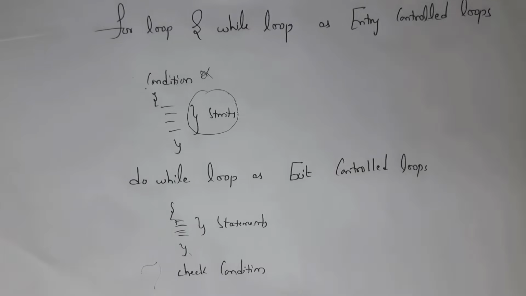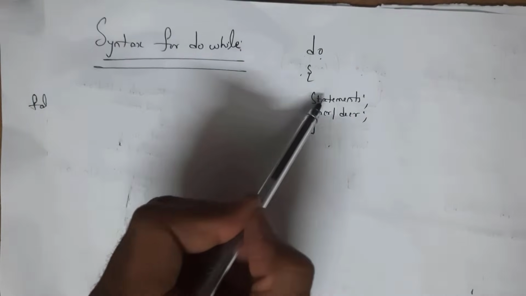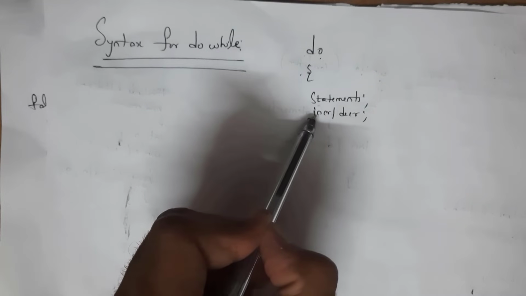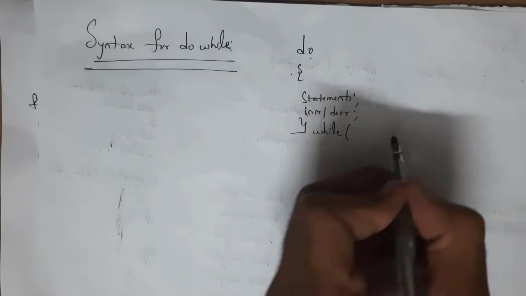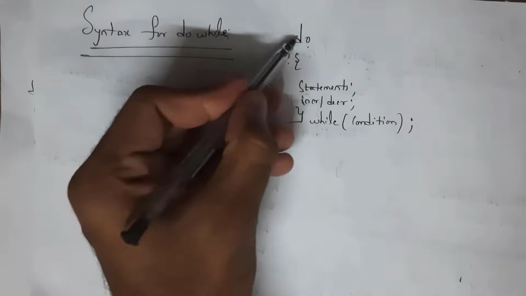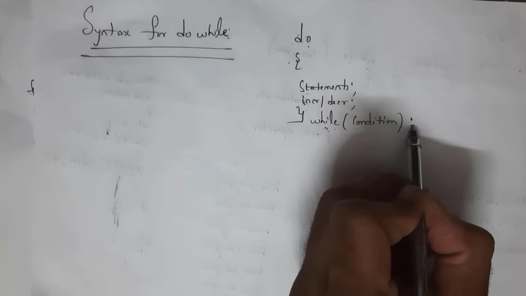I will explain this do while loop. This is the syntax for the do while loop. At first you need to write do. Inside this do, you need to give some statements, and at last you need to give an increment or decrement operator. Then write while, and inside brackets you need to give the condition. And you need to remember one important thing: for the do while loop, after the while condition, at last you need to give a semicolon.